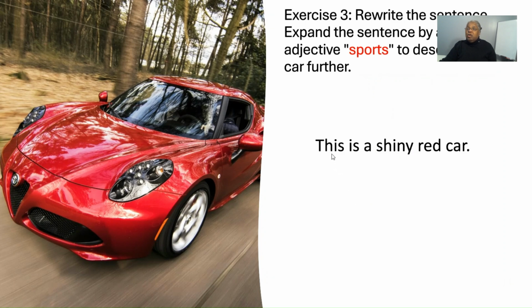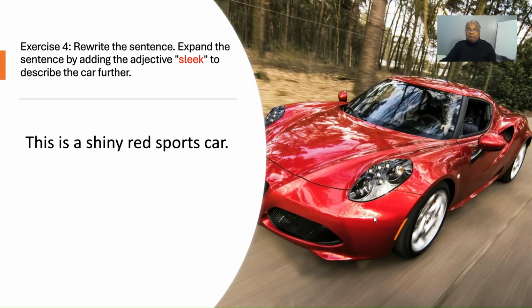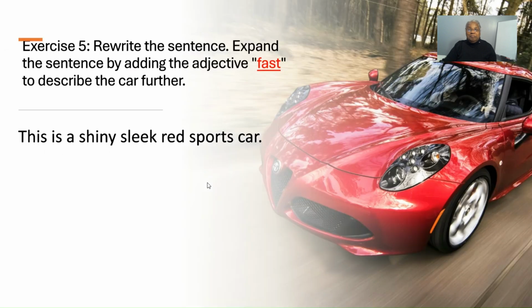Exercise 3. Rewrite the sentence, this is a shiny red car, by adding the adjective sports to describe the car further. Please pause the video as needed and work at your own pace. Exercise 4. Rewrite the sentence, this is a shiny red sports car. Expand the sentence by adding the adjective sleek to describe the car further. Please pause the video as needed and work at your own pace.